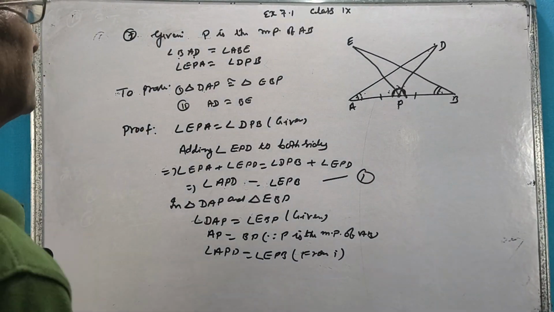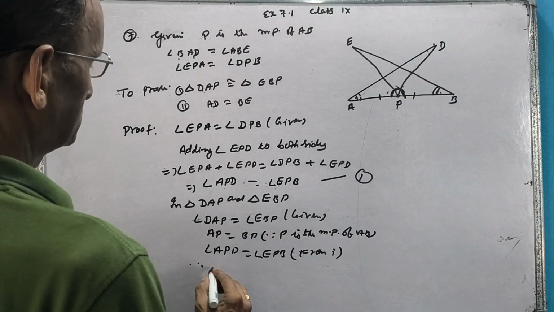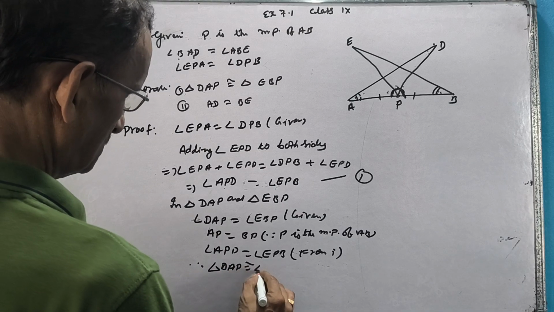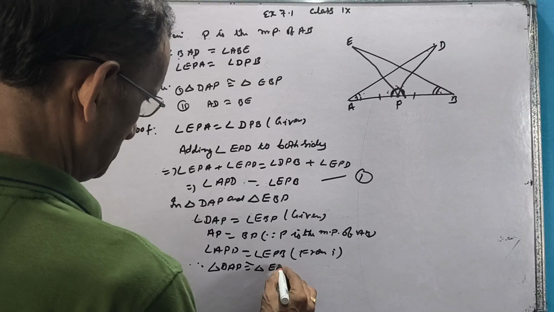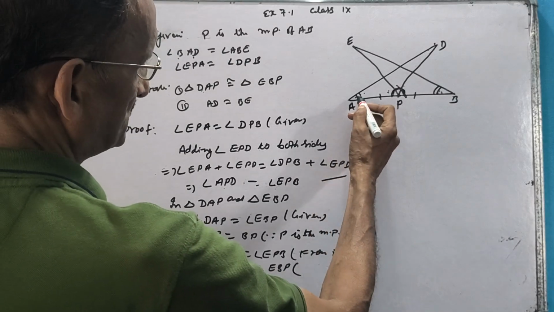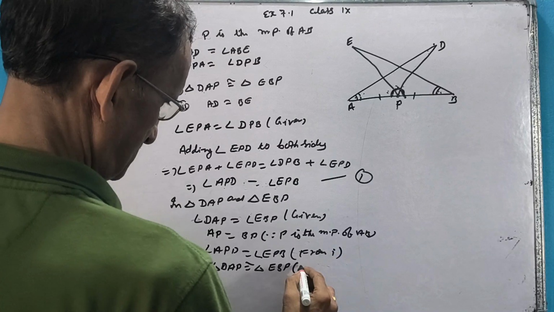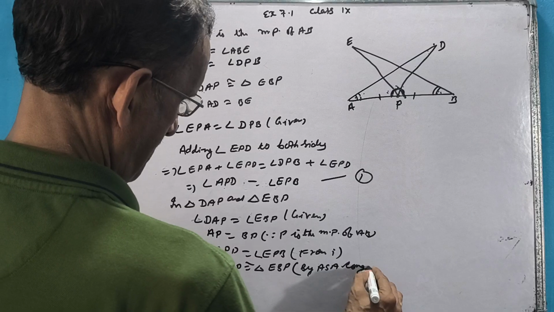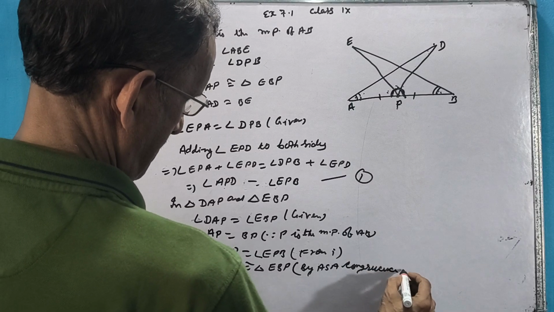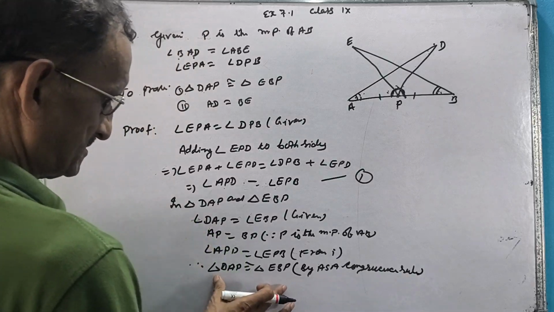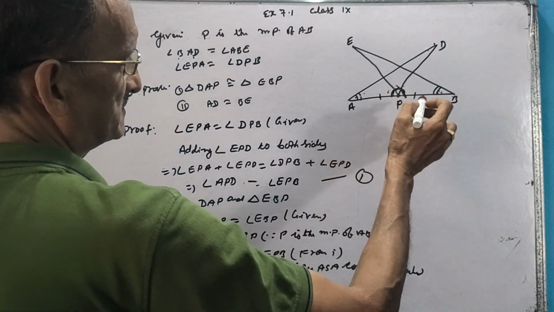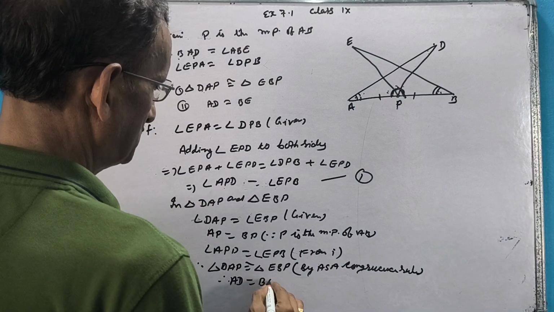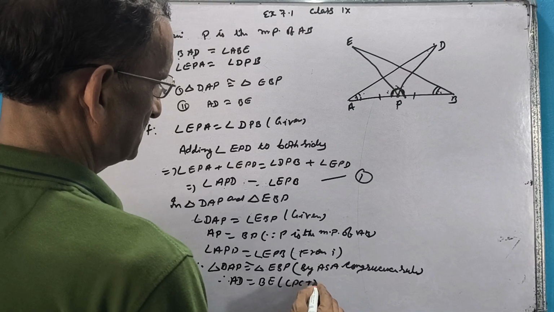Therefore triangle DAP is congruent to triangle EBP by what postulate? Very simple, angle side angle, by ASA congruence rule. Now the triangles are congruent, so their corresponding sides AD will be equal to BE. Therefore AD equals BE, CPCT, hence proved.